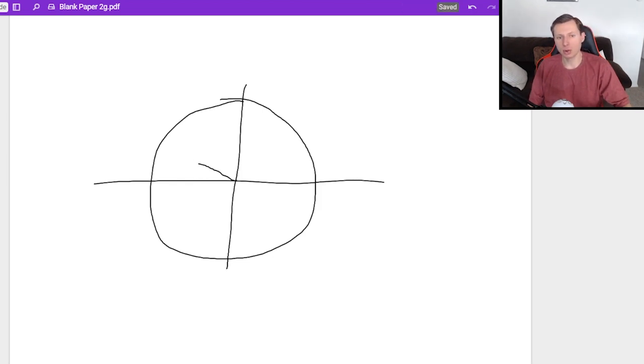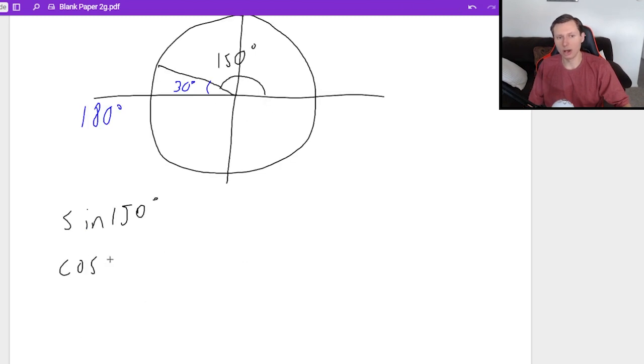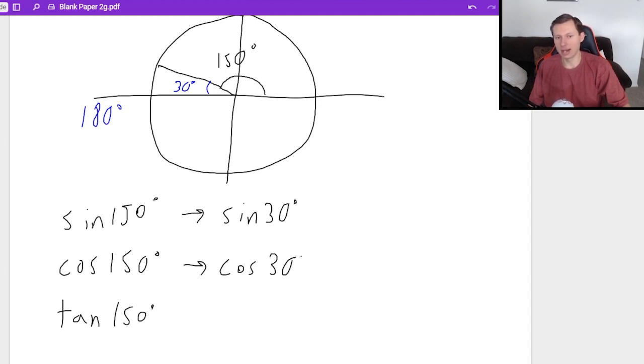What about the angle 150 degrees? That's this angle right here, 150 degrees. Notice that the reference angle, if you remember what a reference angle is, is going to be 30 degrees because that's how you get to 180. It's 30 degrees away from 180. What would the sine, cosine, and tangent of 150 be? Well, I'll tell you, it's almost identical to the sine, cosine, and tangent of 30 degrees, except you just have to be careful with the positive or negative sign.